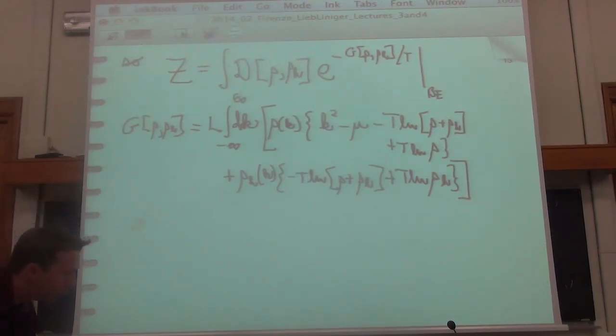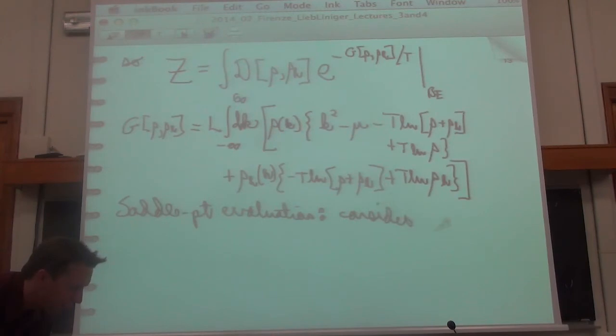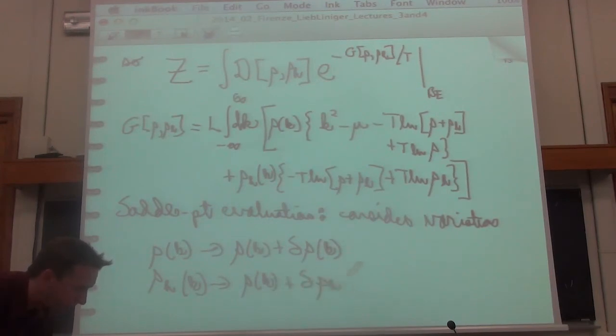So, saddle point evaluation. We consider variations. Rho of k goes into rho of k plus delta rho of k, and the same thing with the rho whole: rho whole of k goes into rho whole of k plus delta rho whole of k.